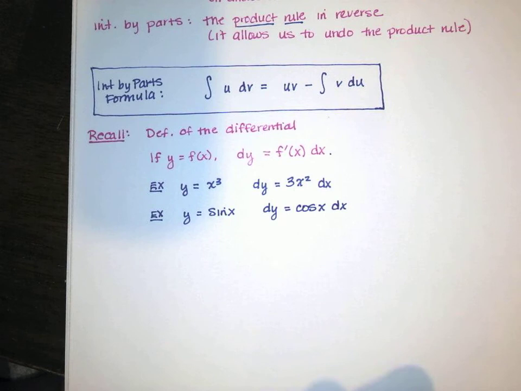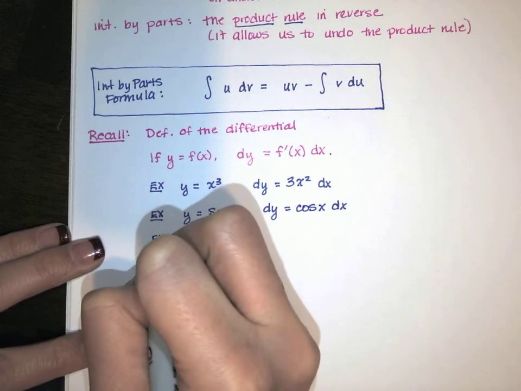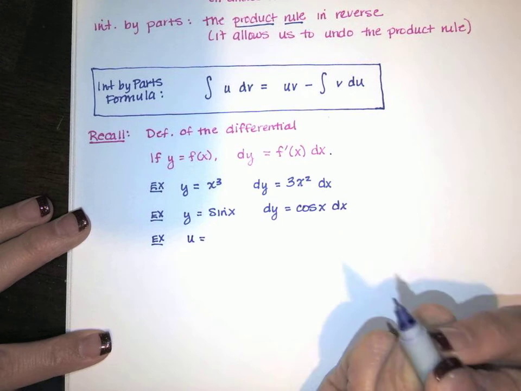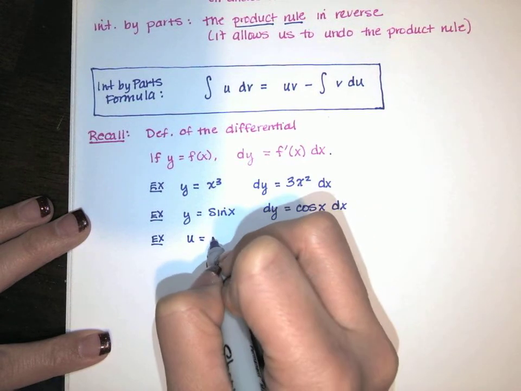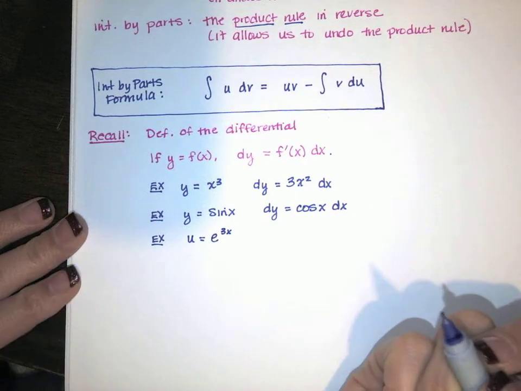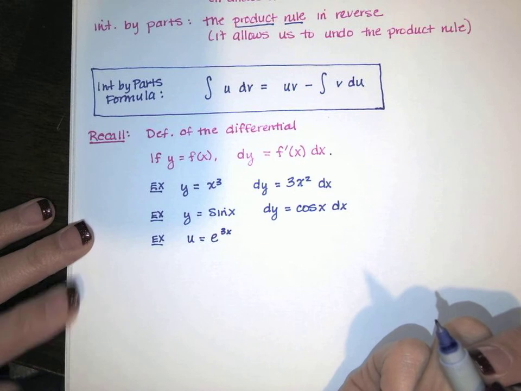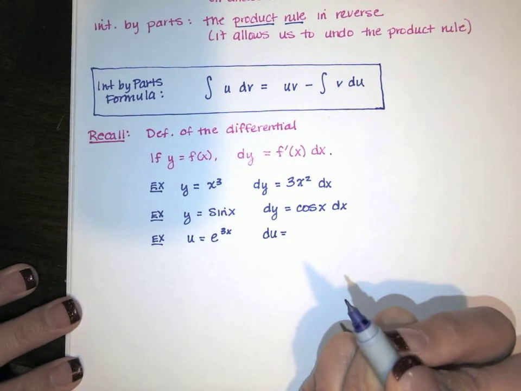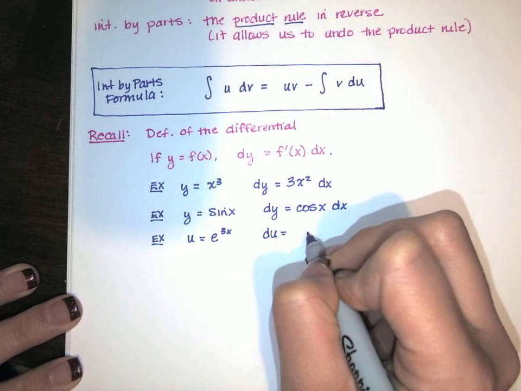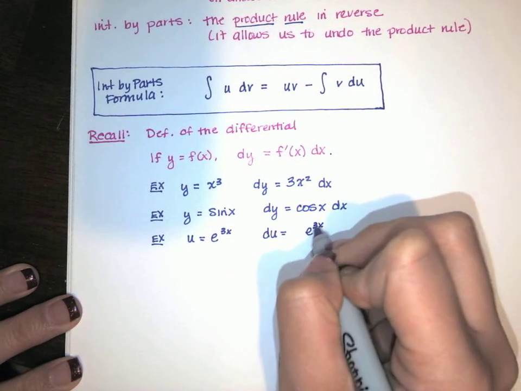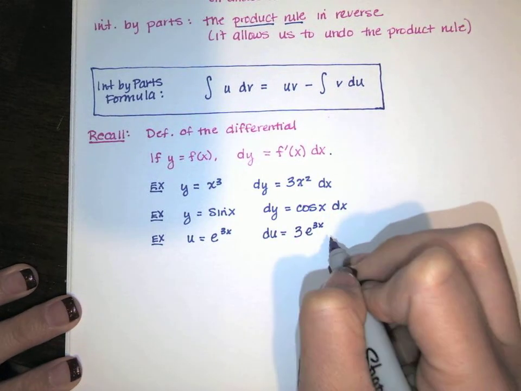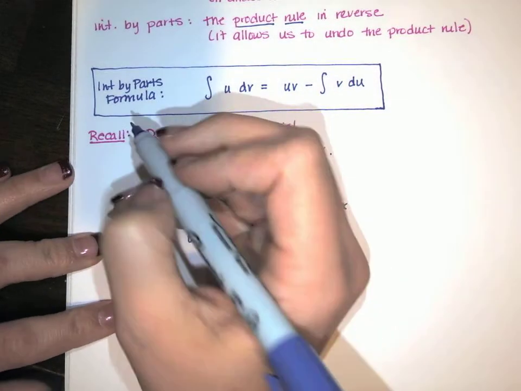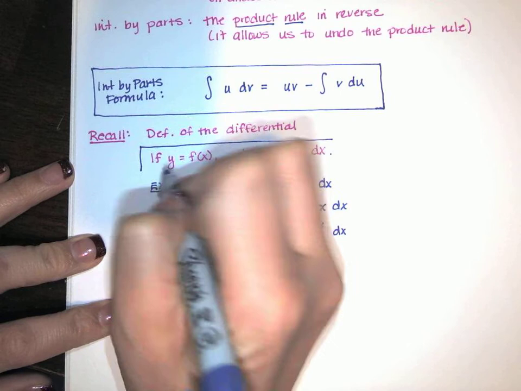You're probably most comfortable seeing a differential in a u substitution problem. So let's say u turned out to be e to the 3x. That function was nested inside of another function. Well, the differential of u, du, is just the derivative of that. Derivative of e to some power is e to that power times the derivative of the inside times dx. So these are just examples of this idea, this definition.